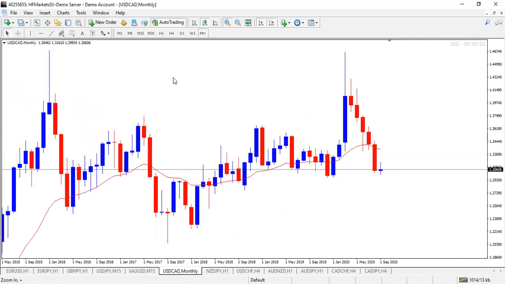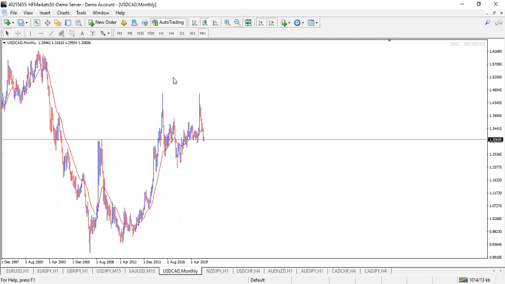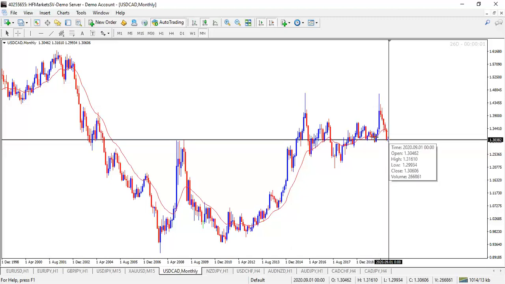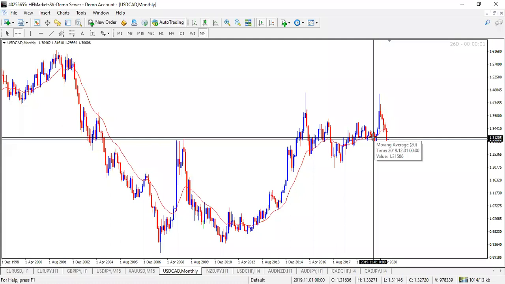What does that mean? It means every candle you see here, regardless of shape and size, took a whole month to form, including this tiny red one. This is the current one, September 2020, the blue one, which is still forming. So every candle here is one month each, which means from here to here can be a whole year.